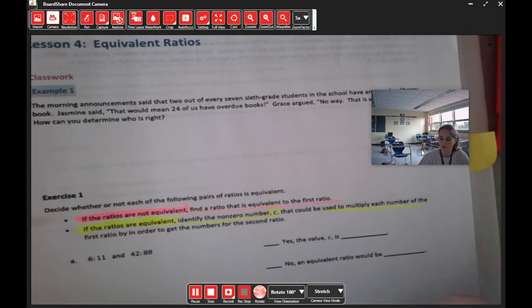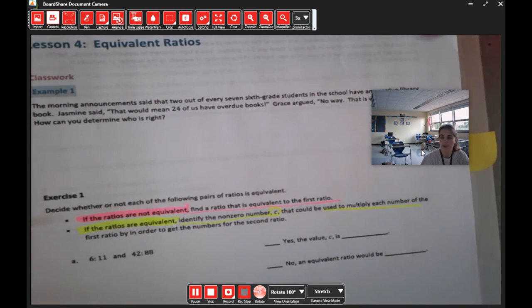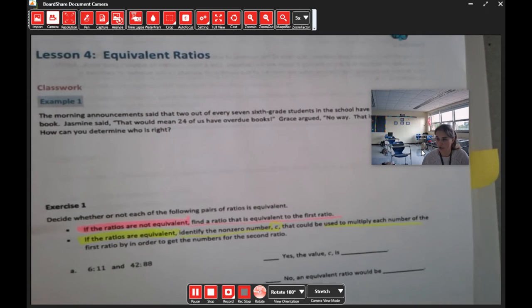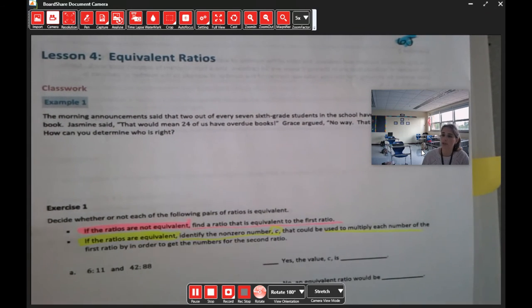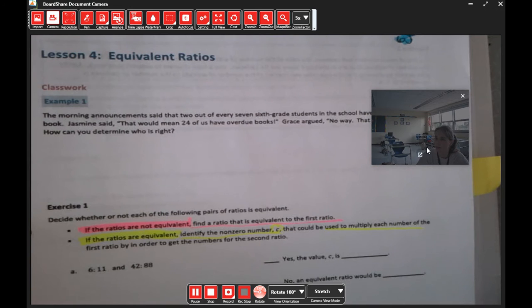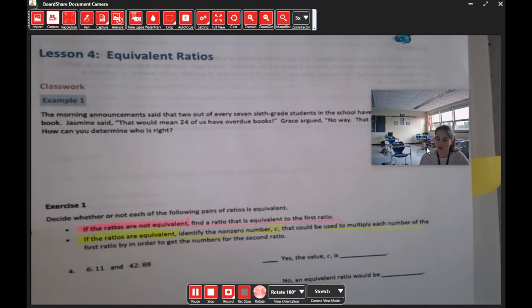I'm going to be working through some example problems for exercise 1 on lesson 4, equivalent ratios, so that you guys can successfully do the 2 problems I assigned you for either Wednesday or Thursday, depending on which cohort you're in, for exercise number 1. Now, let's read the directions.